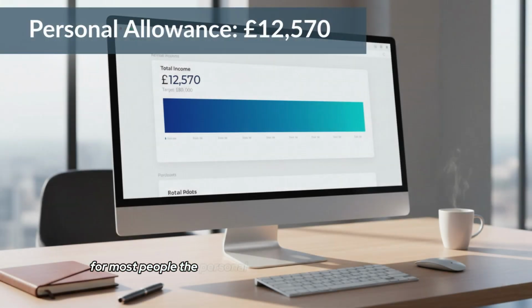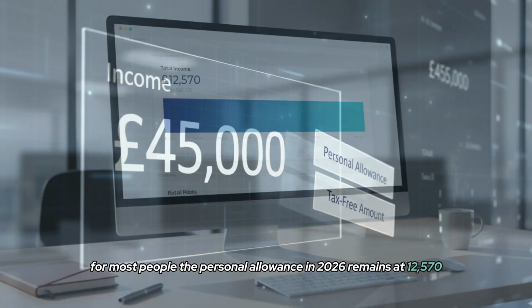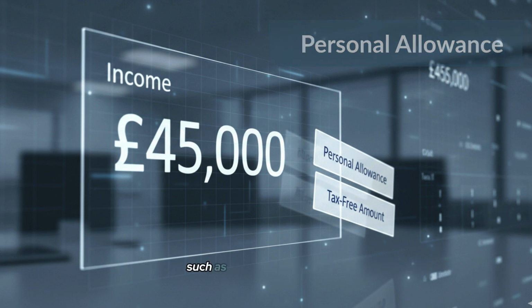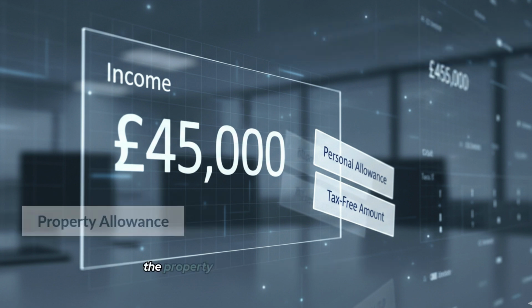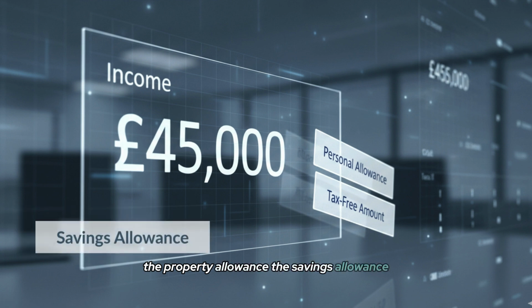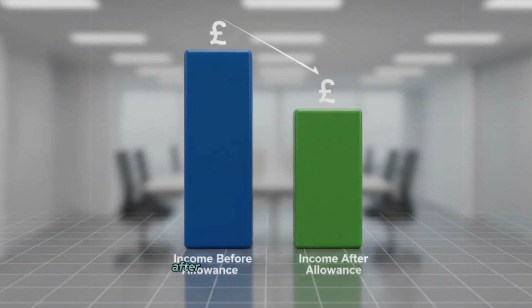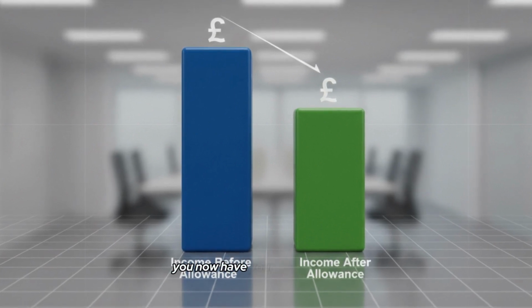For most people, the personal allowance in 2026 remains at $12,570. Subtract this from your total income. Next, consider any allowances that apply to your situation, such as the trading allowance, the property allowance, the savings allowance, the dividend allowance. The dividend allowance remains at $500 in 2026 and reduces the amount of dividend income you will pay tax on. After subtracting these allowances, you now have your taxable income.